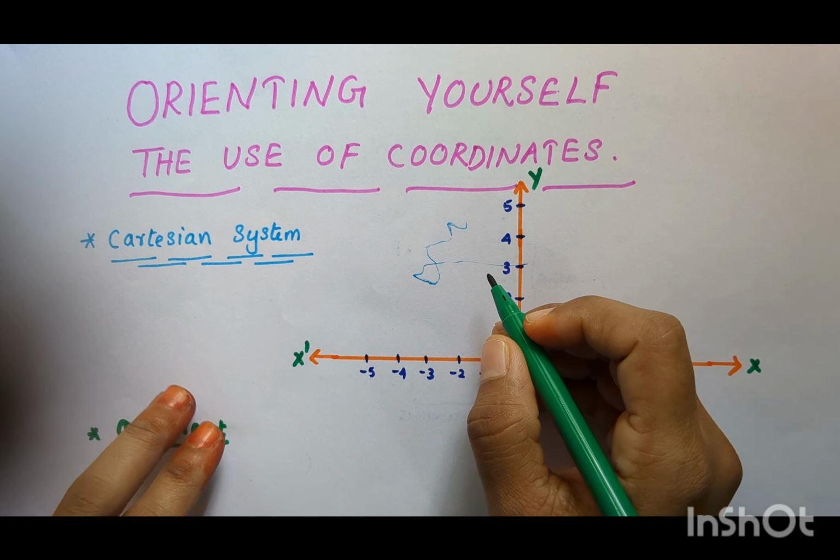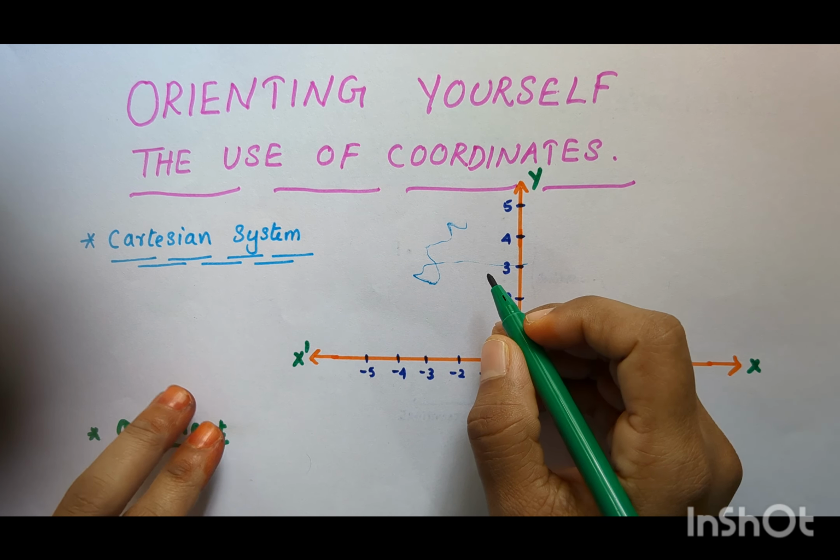See, the coordinate geometry was developed by the French mathematician René Descartes in the 17th century. In this chapter, we will learn how to locate points on the Cartesian plane and understand their positions using coordinates. So, first let us talk about the two-dimensional Cartesian coordinate system.